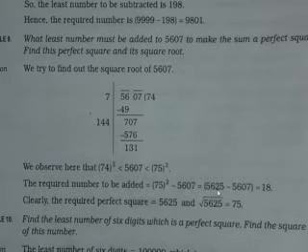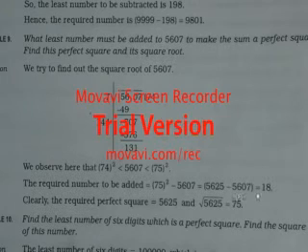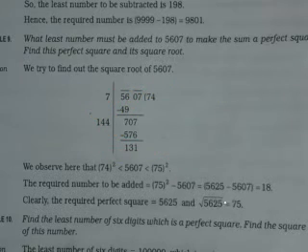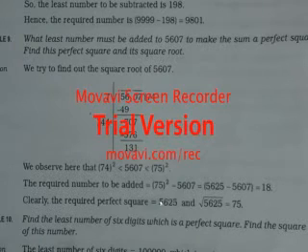So it becomes 5625 minus 5607, it becomes 18. So clearly the required perfect square is how much? 5607 plus 18, that is 5625, and root under 5625 will be how much? 75. So the square root is 75, as it has been said. Find this perfect square and its square root also. So the perfect square has been found and its square root has also been found.